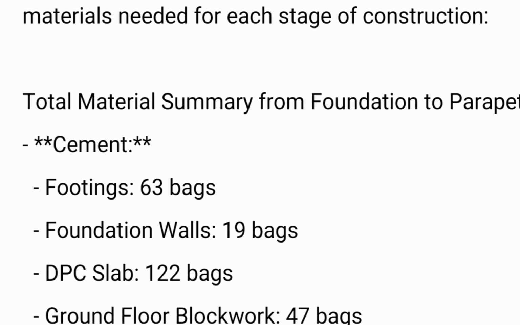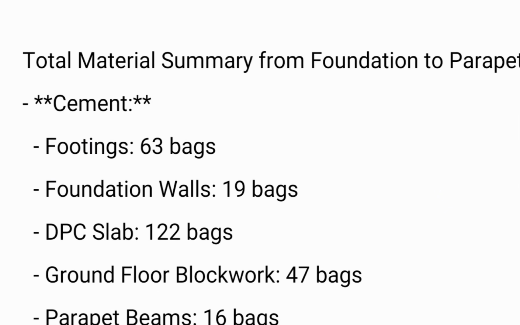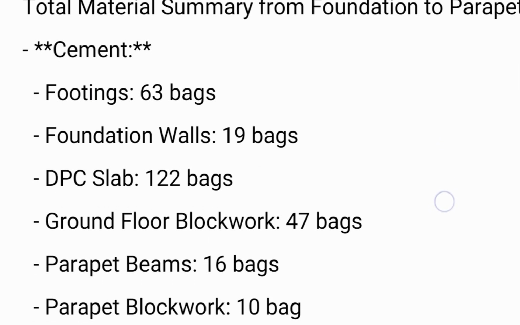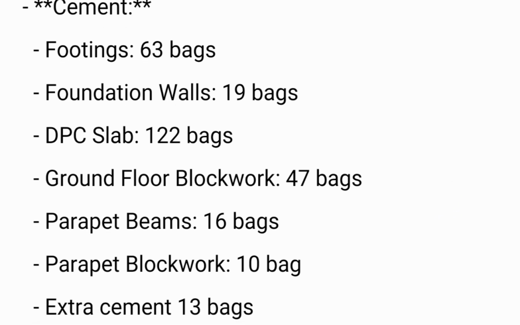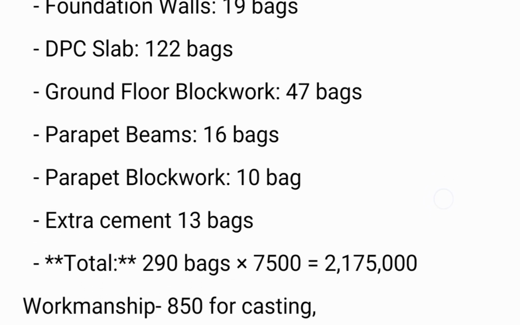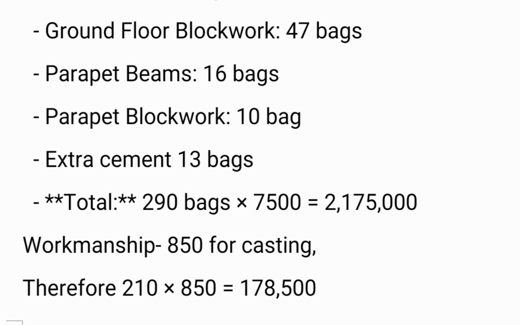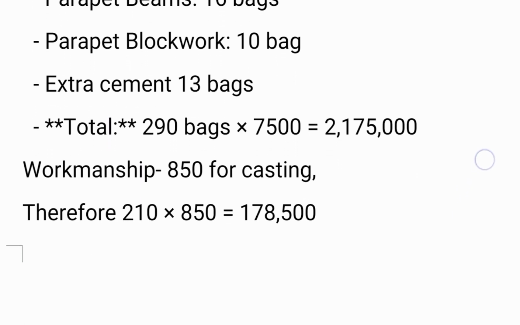All right, so the total material summary from foundation to parapet: cement, during the footing level 63 bags, foundation walls 19 bags, DPC slab 122 bags, ground floor block work 47 bags, parapet beam 16 bags, parapet block work 10 bags, extra cement. I'm always talking about extra cement. All these ones you need extra in case. So totaling 290 bags of cement at the rate of 7.5, and it gives us 2.175 million.